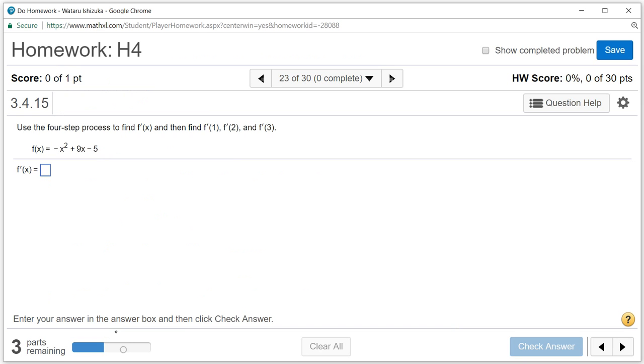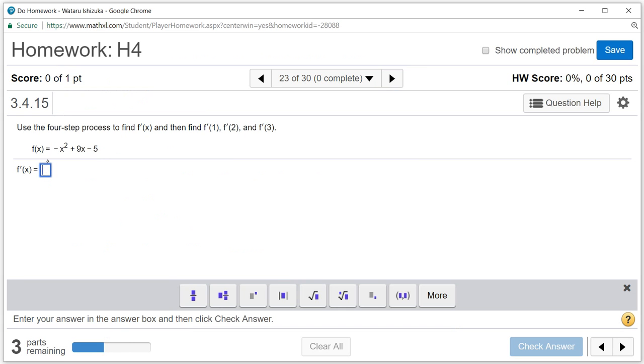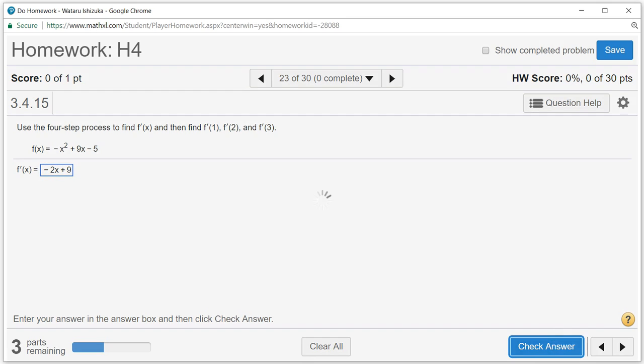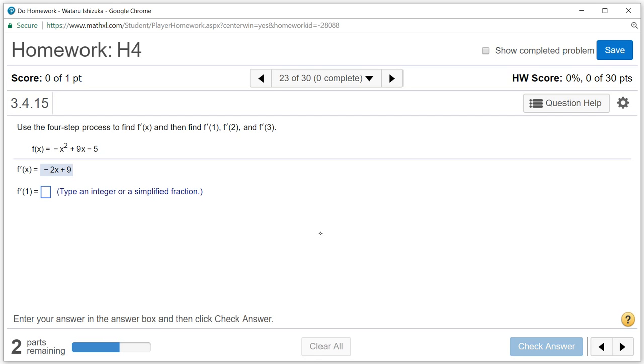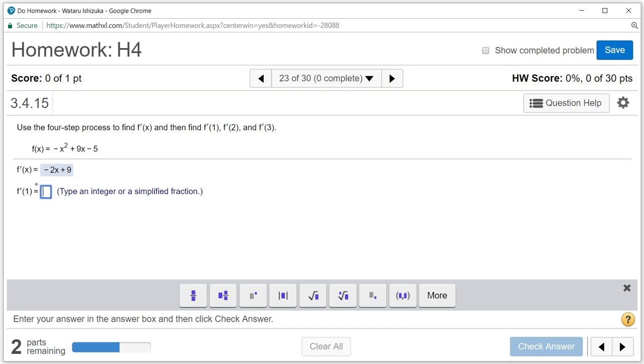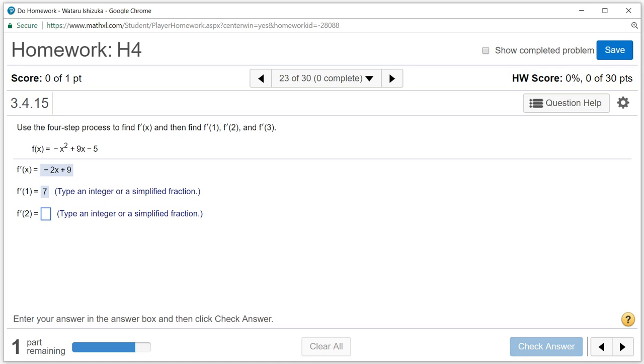Okay, so the derivative is negative 2x plus 9. Let's type it in. We got negative 2x plus 9. Check the answer. We got that. Then we want to find f prime of 1. This is actually pretty simple because all you have to do is replace this x by 1. So it's negative 2 times 1 plus 9. We can do it in our head: negative 2 plus 9, that will be 7. Check the answer. We got that.